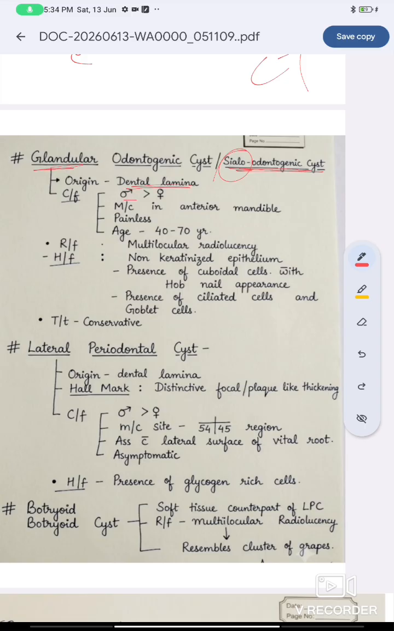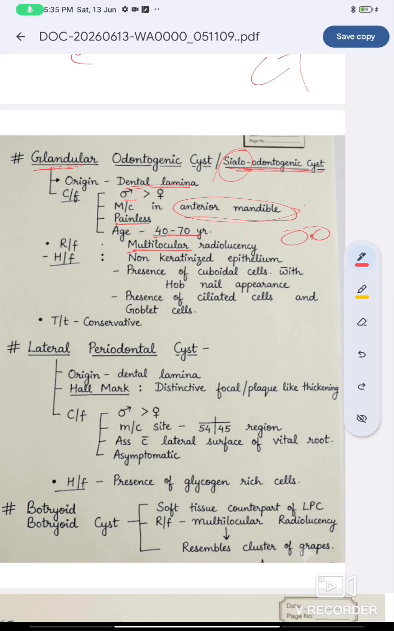It is more common in males, more common in the anterior mandible. All the cysts that we have studied till now are more common in the posterior segment of the mandible, but GOC is more common in the anterior mandible. It is again painless, for ages 40 to 70. Radiographically, it is a multilocular radiolucency, which means there are septa present between the radiolucencies.